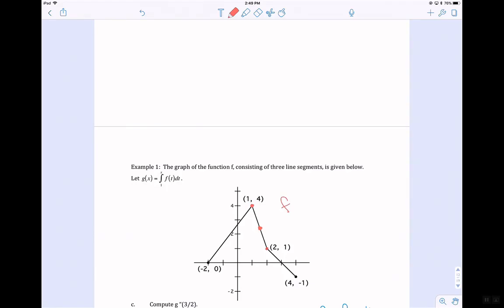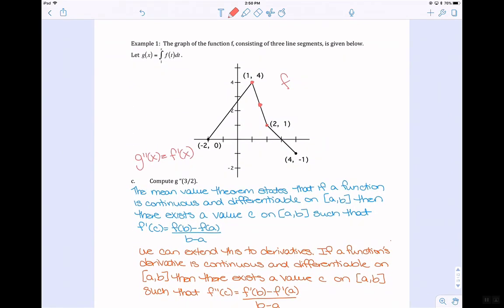When I want to say g double prime of x is equal to f prime of x, we know something about trying to find the value of the derivative, okay? And it's the mean value theorem. The mean value theorem states that if a function is continuous and differentiable, then the derivative at a specific value is equal to f of b minus f of a over b minus a.